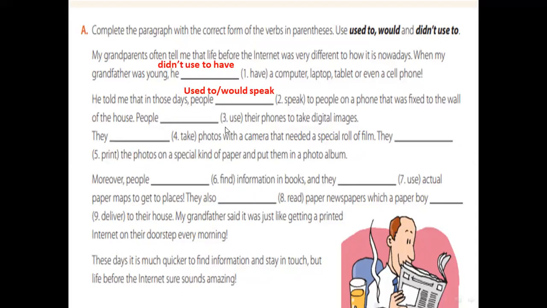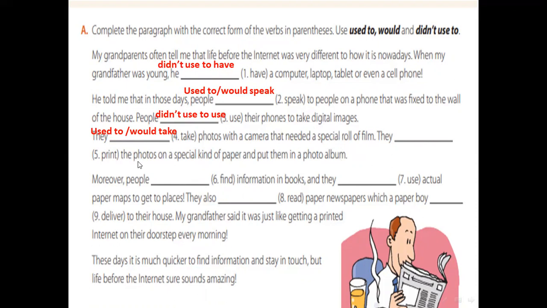People correct the verb: use their phones to take digital images. Excellent. Didn't use to use. They take photos with a camera that needed a special roll of film. Perfect. Used to take or would take.